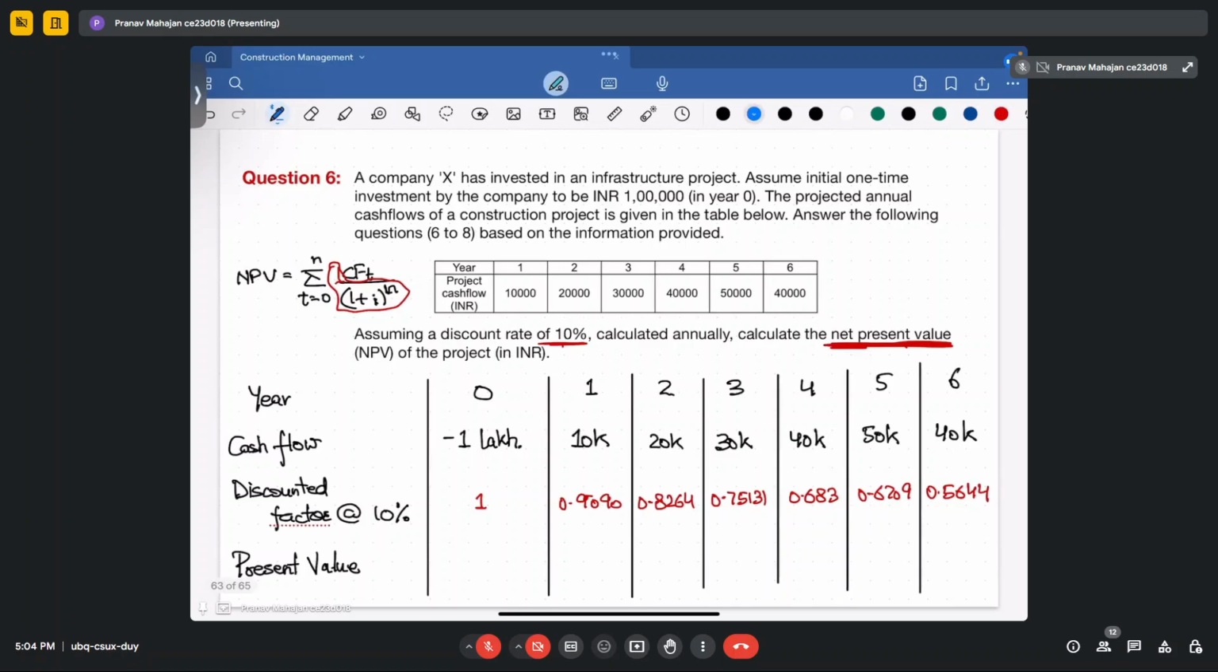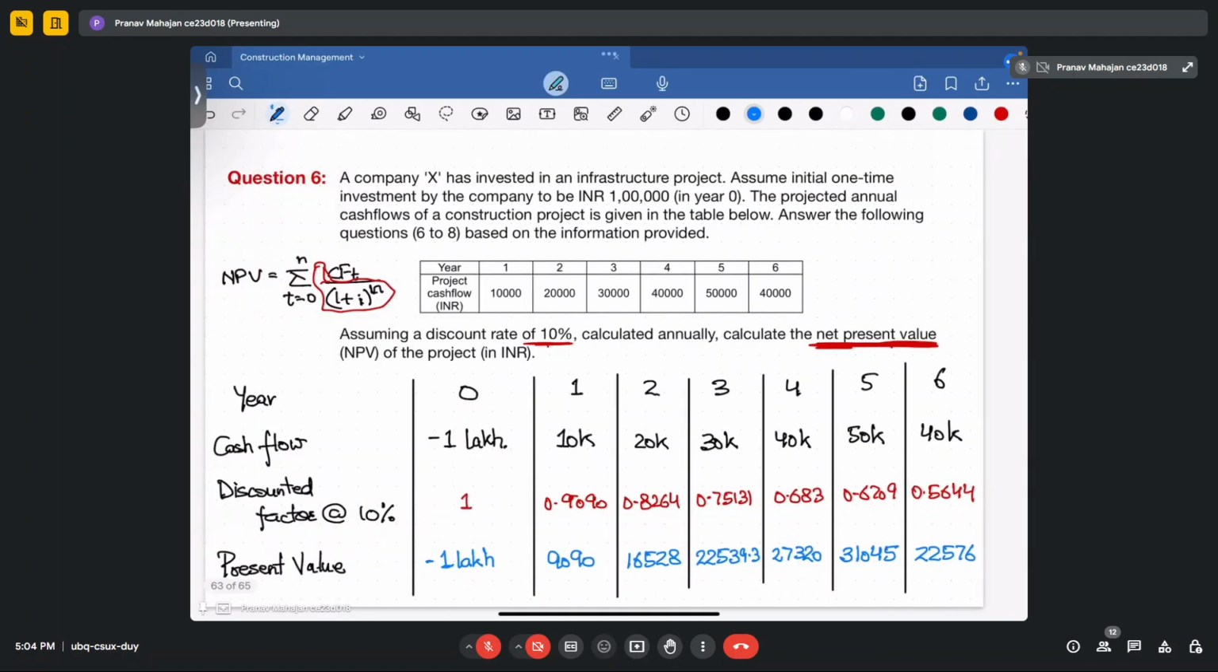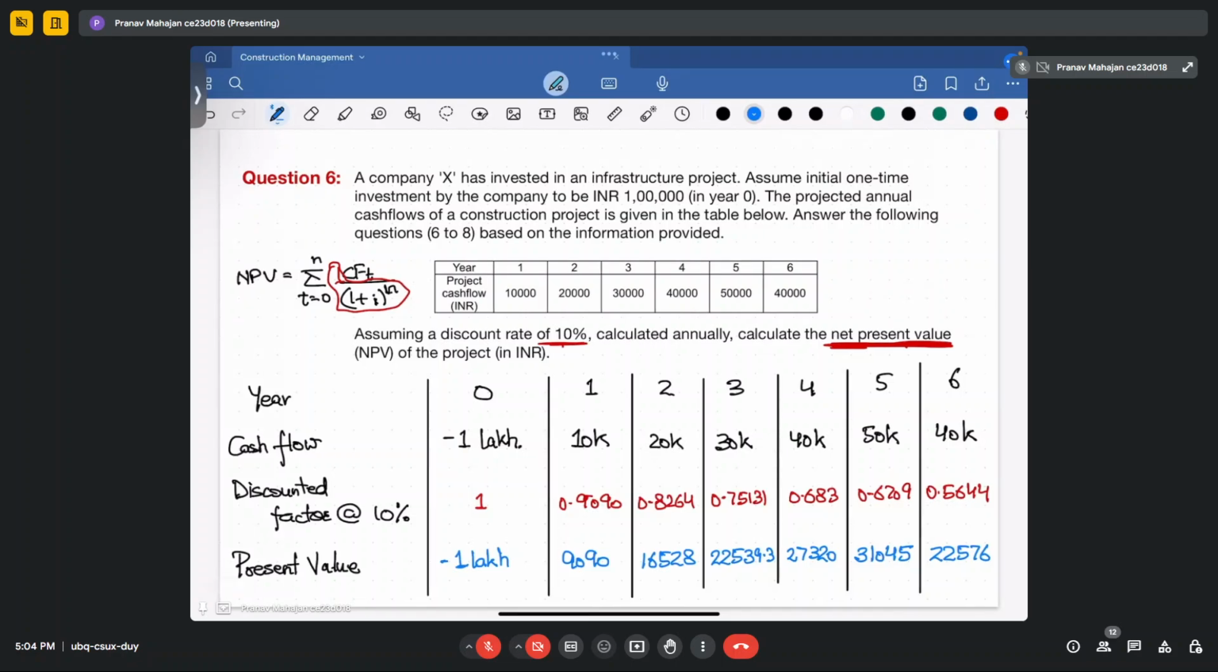Okay, if you calculate the amount by multiplying this factor, your value will be: this remains 1 lakh. Your 10,000 becomes 9090. This becomes 16,528. This becomes 22,539.3. This becomes 27,320. You have to just multiply row 1 and row 2. Then 31,045. And finally, it becomes 22,576. Okay. Now you add all of these and you will get the total NPV. So your NPV in this case is coming out to be, I will write in the next page.